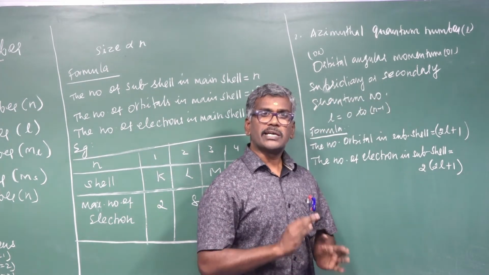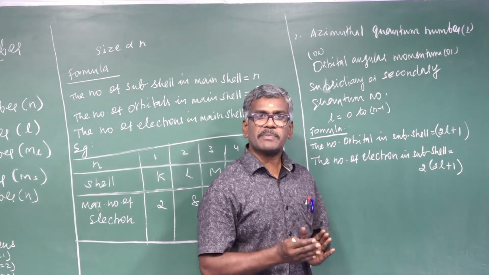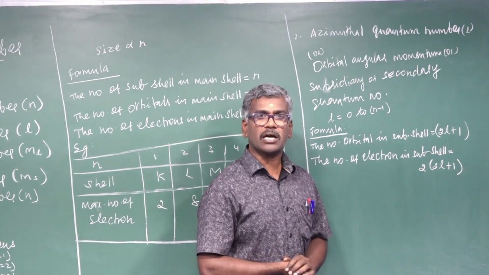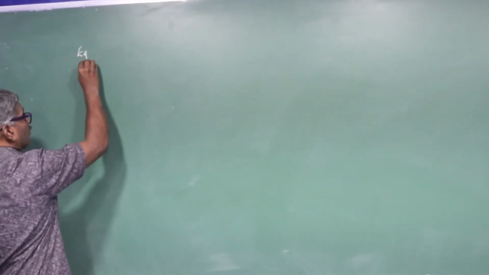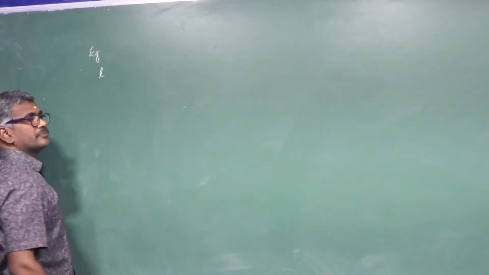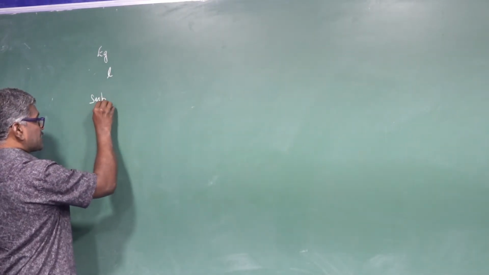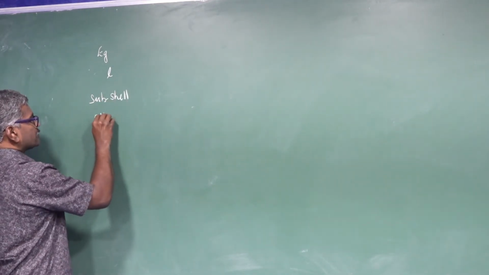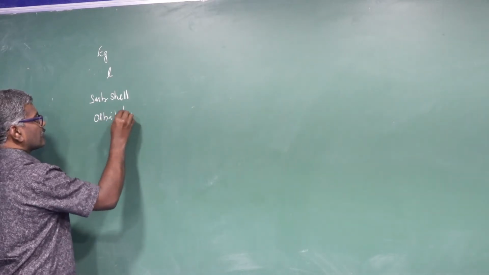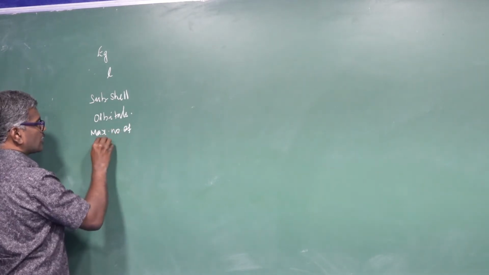It also determines the orbital angular momentum and the three-dimensional shape of the orbital in which the electron is located in the subshell. For example, l is nothing but the azimuthal quantum number, subshell, orbitals, maximum number of electrons.